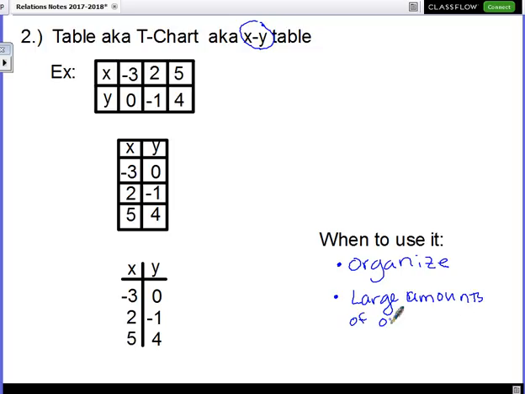Because it's just an easier way to take down your data or your numbers. You can just sit there and make a T-chart, put your titles, and then a number, a number, a number. You don't need to do all those parentheses and the commas and the set notation at the beginning and the end and making sure they're all connected and in order. It's just a lot easier.